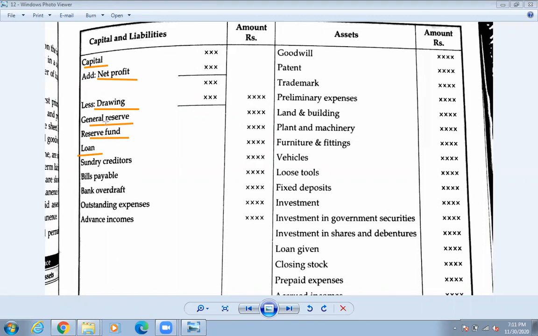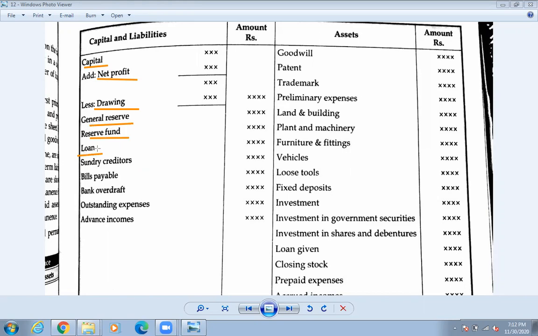Then after that, reserve fund and general reserve. It will be in the capital side. Reserve, either general reserve or reserve fund, must be written in the capital side. Then after that, you need to write down the loan.